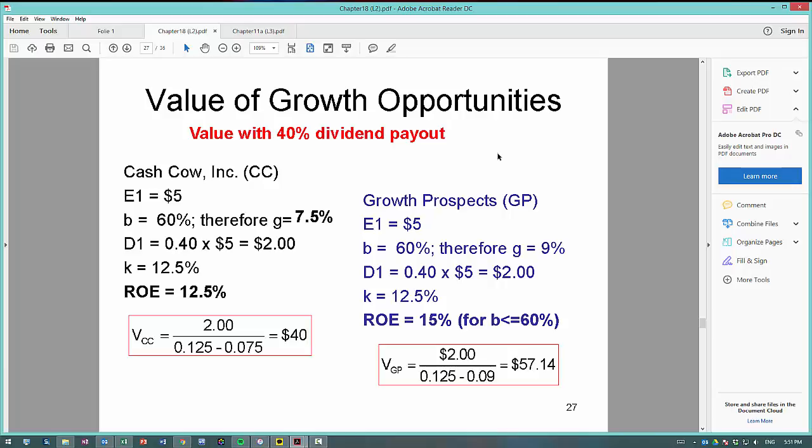So what we are saying is this: if there are two companies, and the discount rate that you would use for both of them would be 12.5%. But if one of them can only make 12.5% on equity, then it pretty much doesn't matter what kind of payout policy they have, whether it's 60% or 40% or 25%.